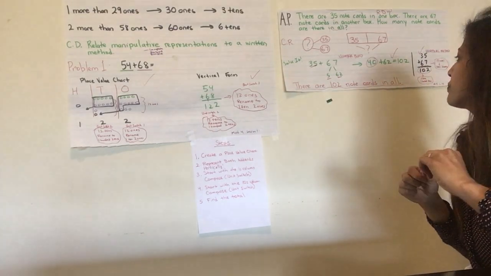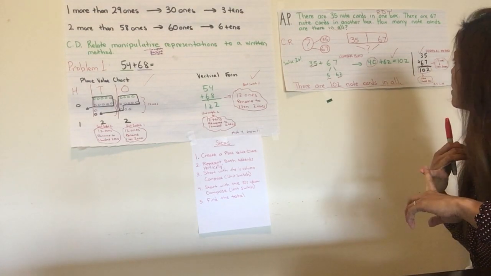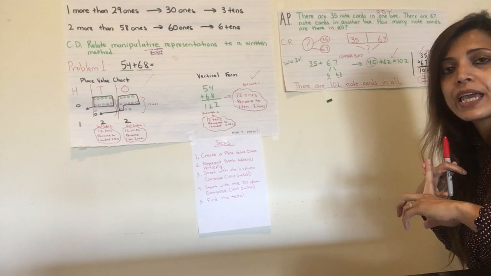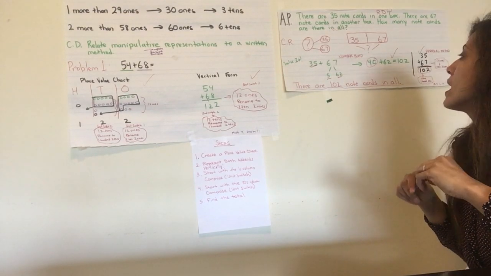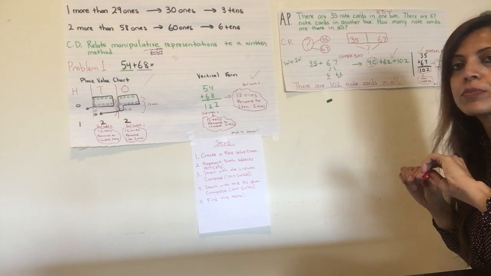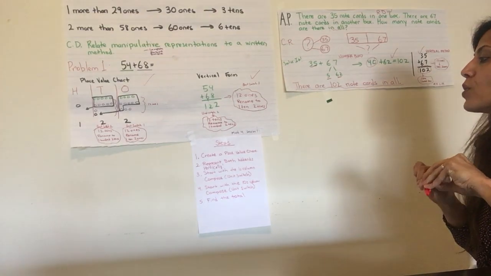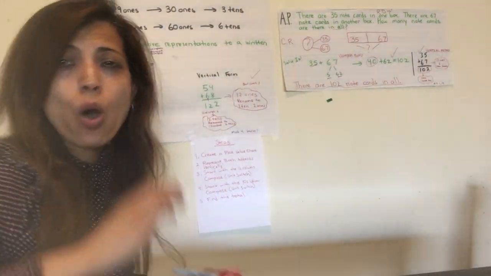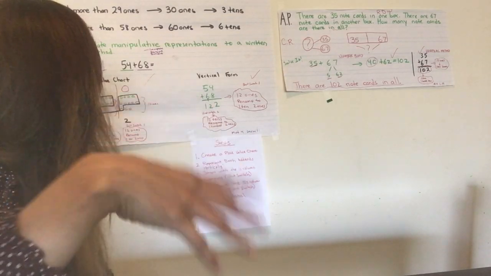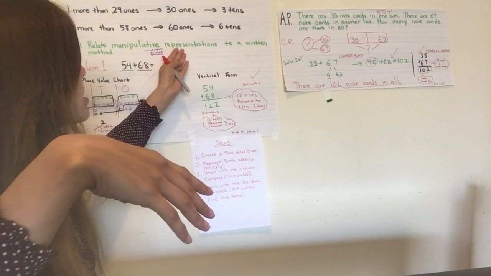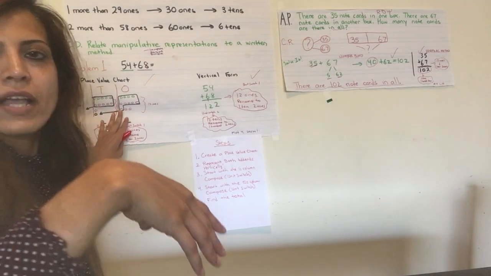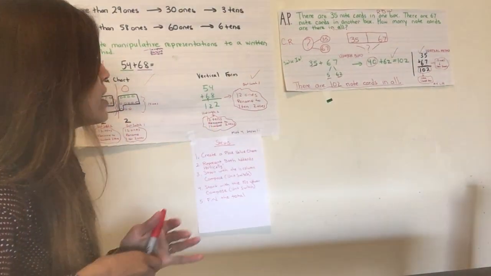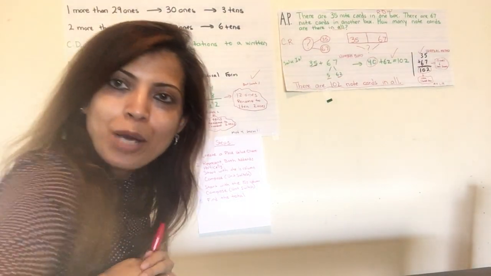Now, boys and girls, you can use the number bond method, the vertical way, and the place value way to check your work, okay? It is very important to check your work and be extremely precise in math. So I hope this lesson has helped you. It's a very, very easy lesson because all we did was relate the manipulative representation, which is the place value chart, to a vertical form, the vertical way. And that's it. Hope this video helped you.